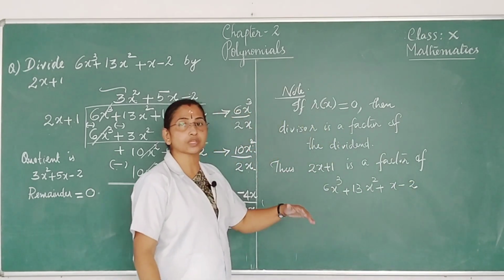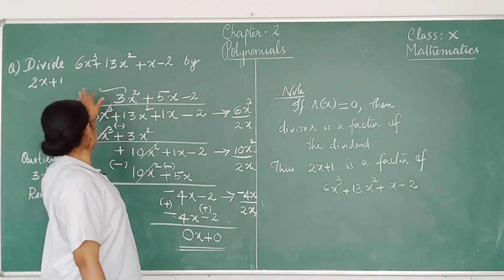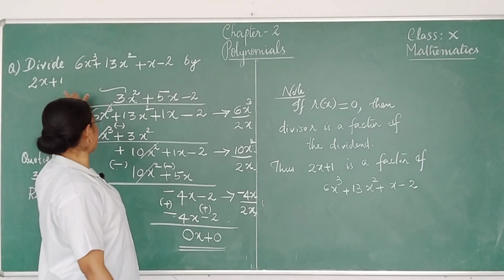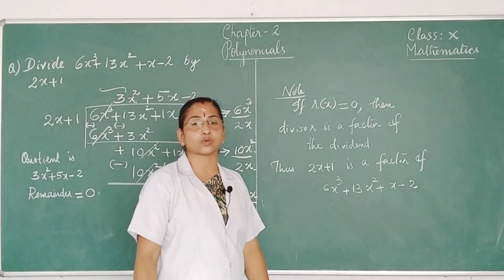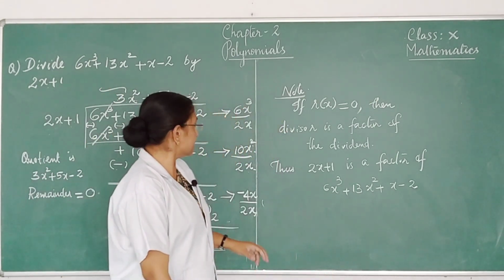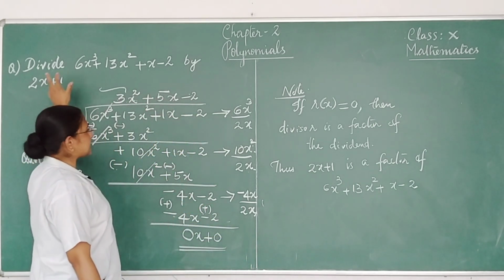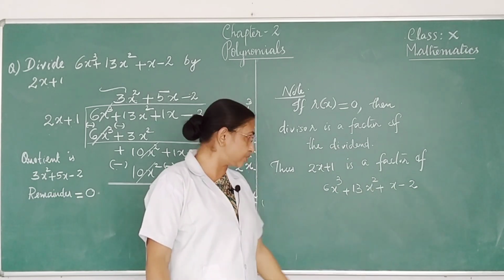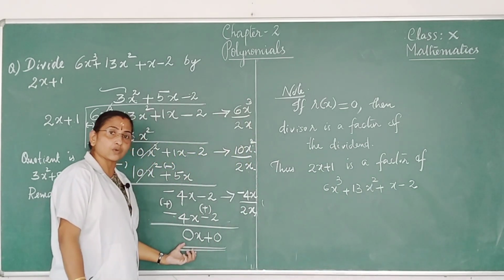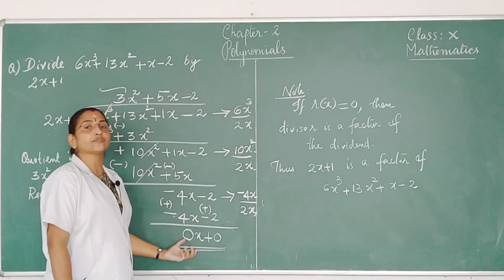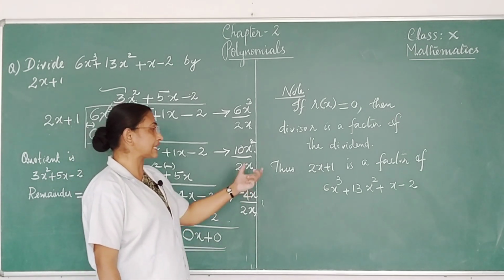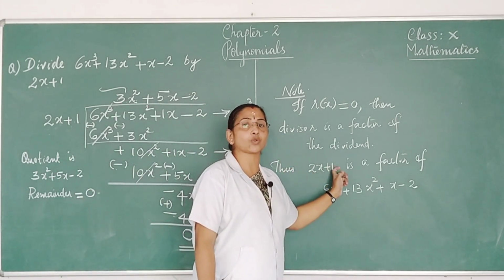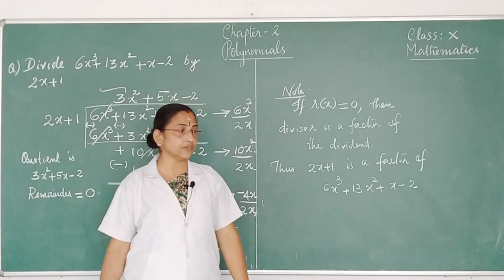So, the same question you can ask like this. Instead of asking division of two polynomials, you can be asked a question that checks whether the polynomial 2x plus 1 is a factor of it. In order to check whether it is a factor or not, what do you want to do? Check whether the remainder equals 0 or not. If the remainder equals 0, you can clearly say that the divisor polynomial is a factor of the dividend.